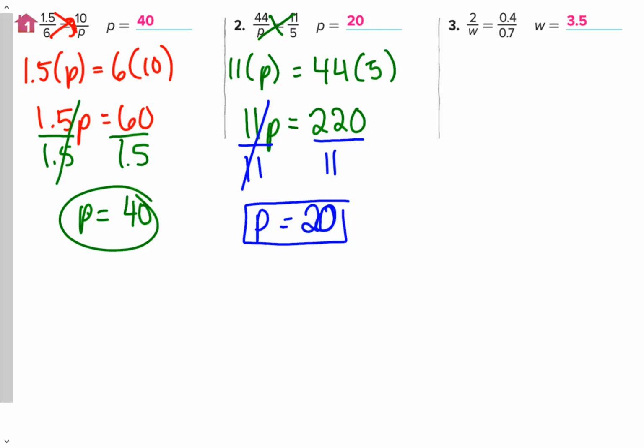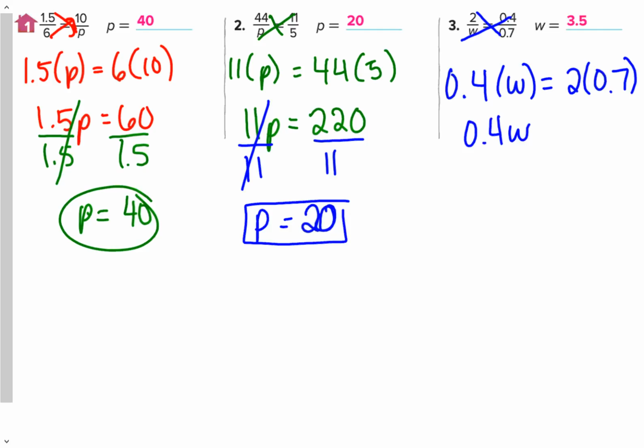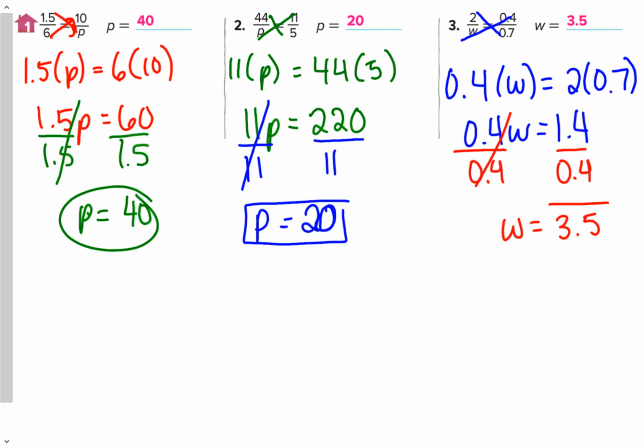Okay, here's my next example. 2 over w equals 0.4 over 0.7. So I'm going to set up my cross products. So 0.4 times w is going to equal 2 times 0.7. 0.4 times w is 0.4w, and 2 times 0.7 is 1.4. Now I want to undo my multiplication, so I'm going to divide on both sides. 0.4 divided by 0.4 is 1, so I'm going to have w, and then 1.4 divided by 0.4 is 3.5.